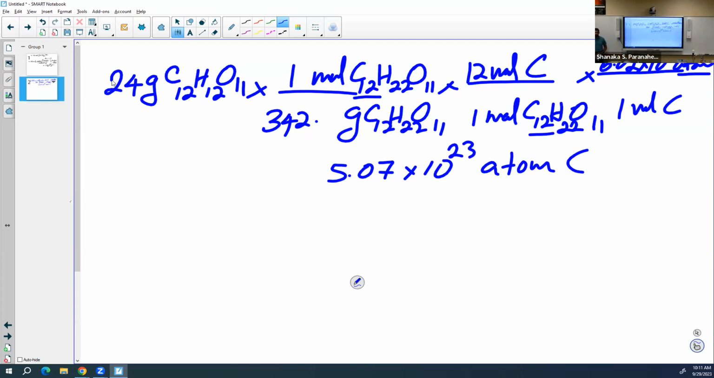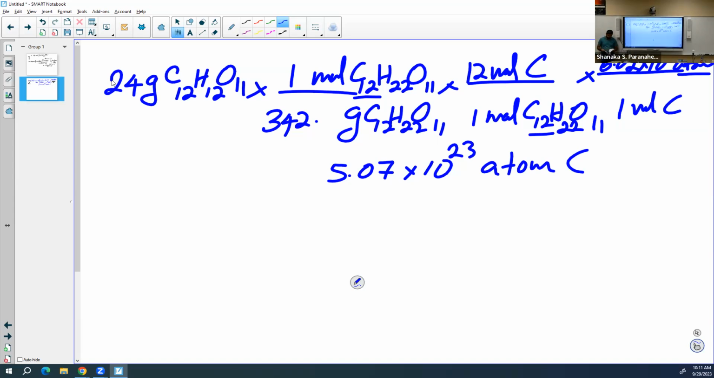Definitely there will be one question like this. So I'm going to pick a different molecule and different mass. They're going to divide by the molar mass of the given compound and then use the formula, convert moles to moles of the element. And then last one is the Avogadro number. Any question?